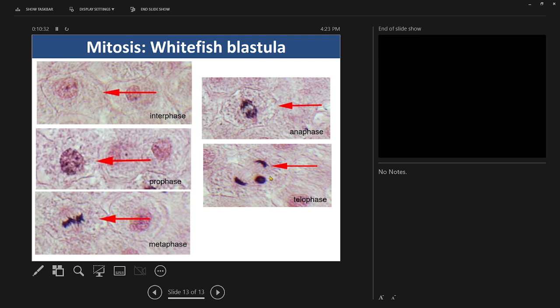You don't see the movement, of course, but you'll see them getting pulled apart. And then finally, in telophase, you'll start seeing two cells with the cleavage furrow, and the chromosomes are now in each cell, and they've been pulled apart. You might even see a nucleus forming.